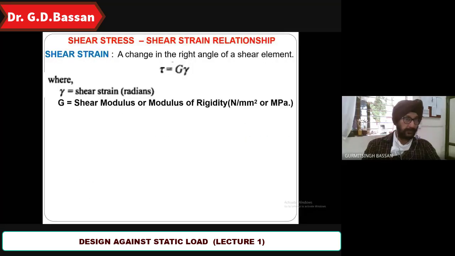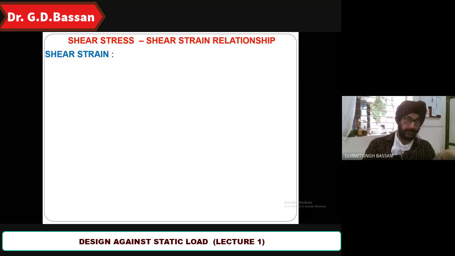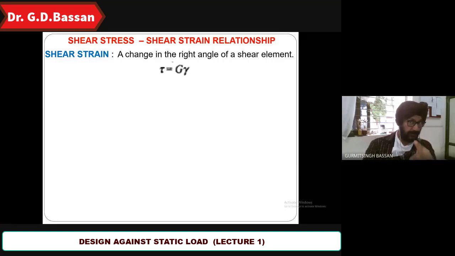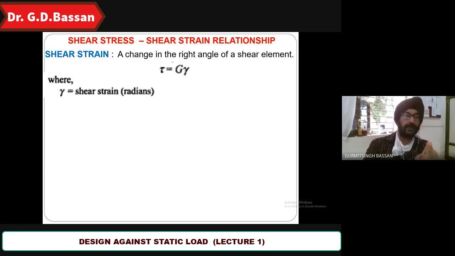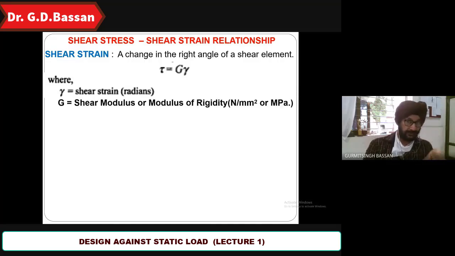Shear strain. There is change in the right angle of the shear element, that is called shear strain. Tau is equal to G into gamma. That means similar to the stress, stress is proportional to the strain, so shear stress is proportional to the shear strain. And the constant is considered as G, and that is known as modulus of rigidity. So gamma is equal to shear strain. G is the shear modulus or modulus of rigidity.